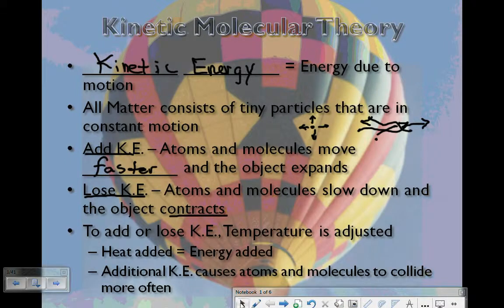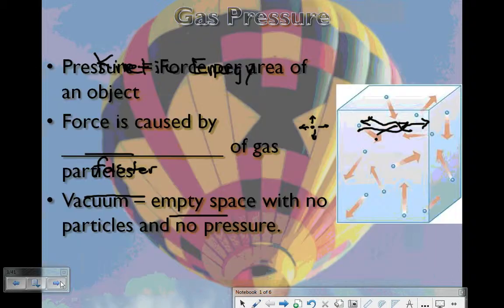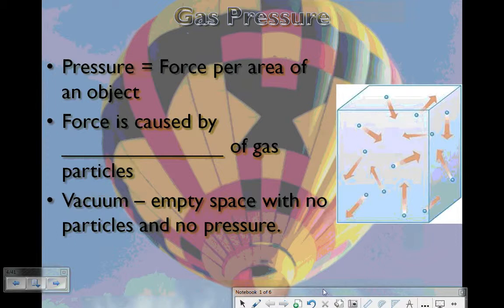Of course, I mentioned before, adding or losing kinetic energy means that we've adjusted the temperature. When heat is added, that means we've added energy. If we have more kinetic energy, then we get more and more collisions. So what does that mean for matter? Well, in the lab tomorrow, you're going to get to see a demonstration of what exactly that means. When we heat something up, what's going to happen to it? We'll find out.